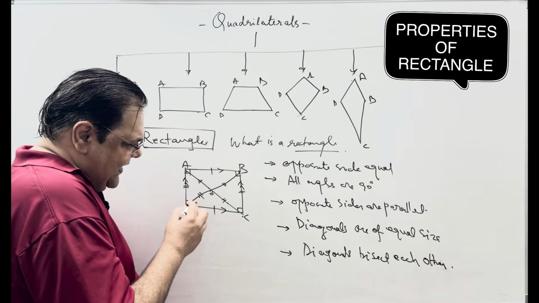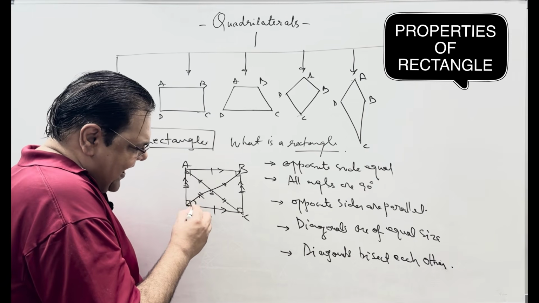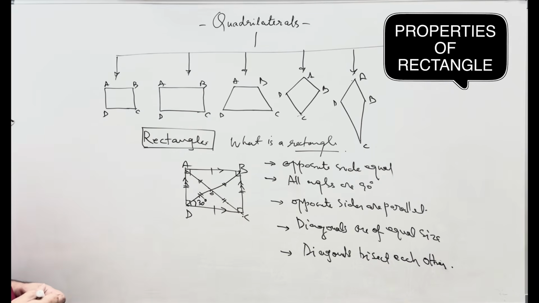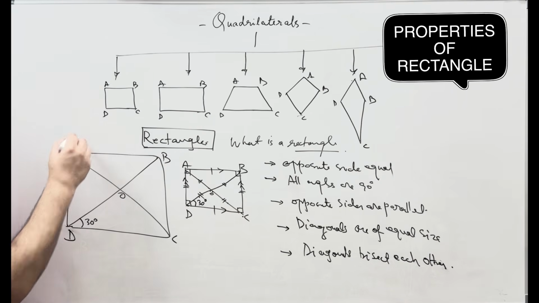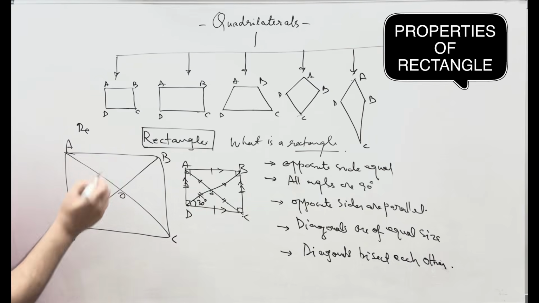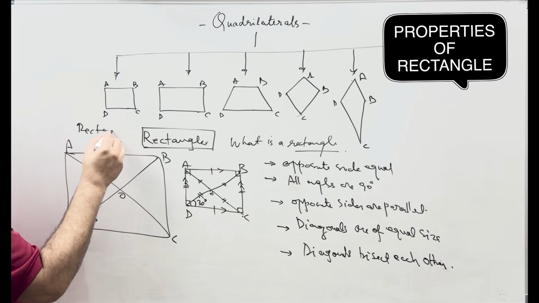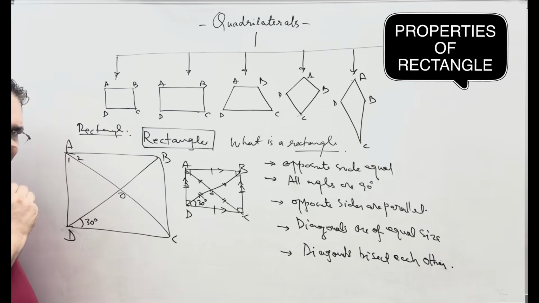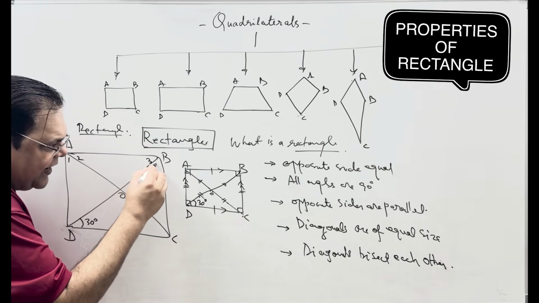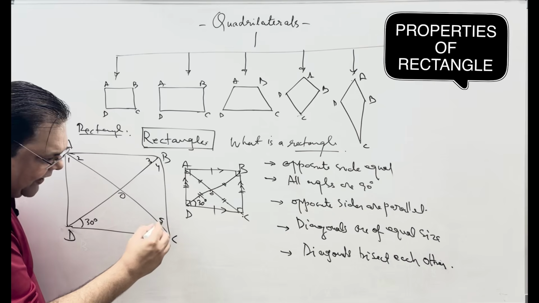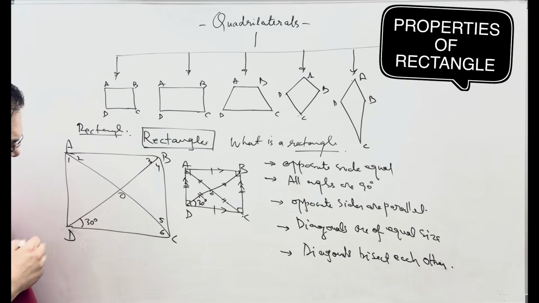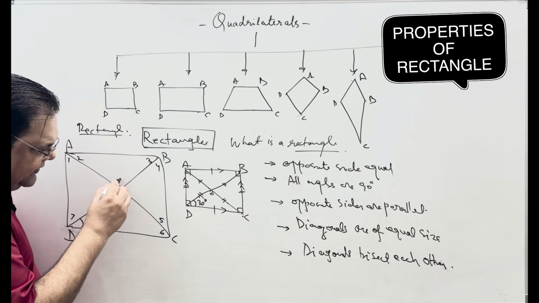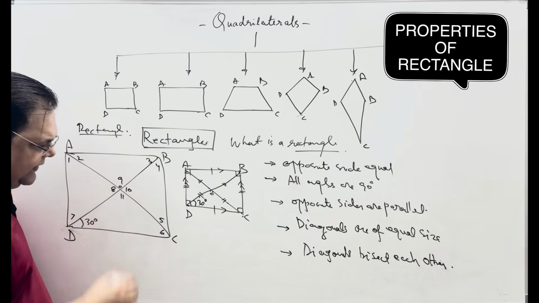So let us say this angle is 30 degrees. Let's see what the other angles are. This is a rectangle, same diagram, and we have to find all the angles: 1, 2, 3, 4, 5, 6, 7, 8, 9, 10, 11.